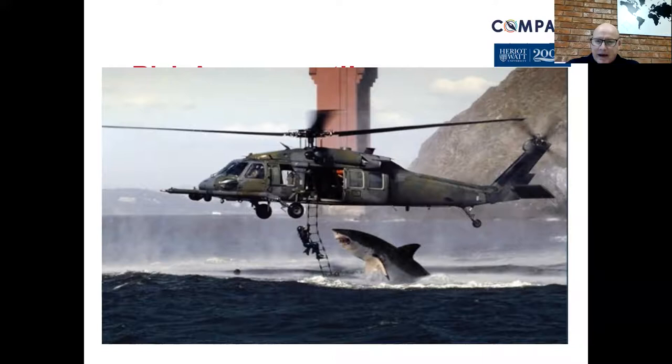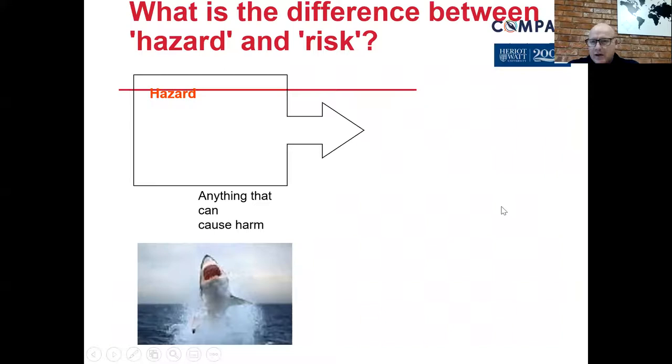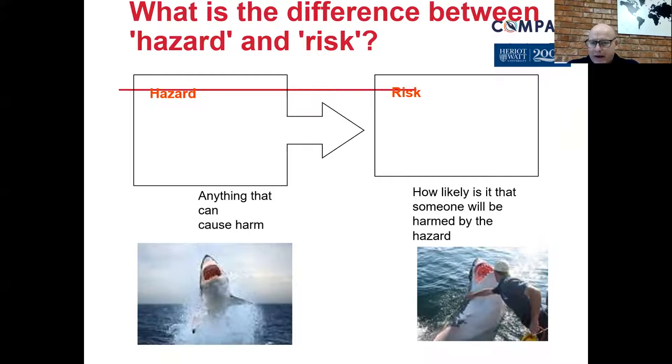But this is just a picture that's been made up. It's not true. It's not real at all. No matter what anybody else might say to you, it's just a made up picture. Okay, so a bit of my Jaws theme tune going on there to support it. So hazard, anything that can cause harm, I'm seeing the shark. The risk is how likely is it that someone will be harmed by the hazard? And there you are, the fisherman punching it in the eye to try and stop the attack.